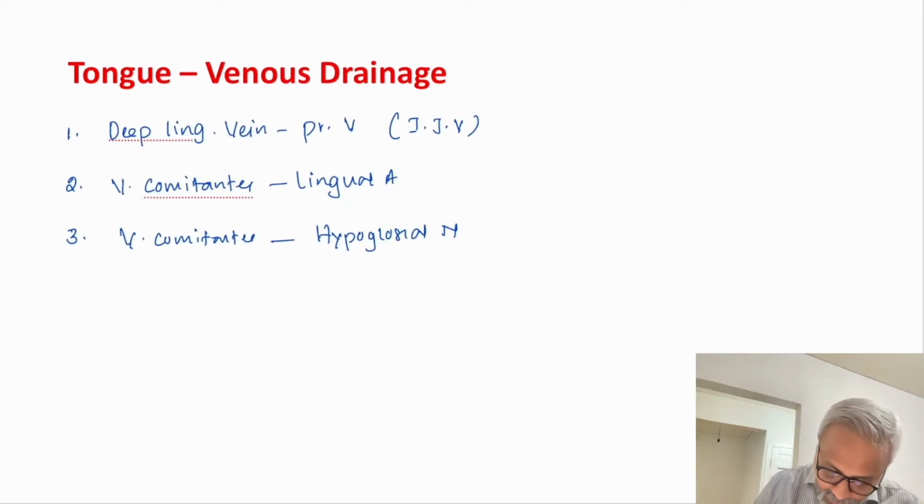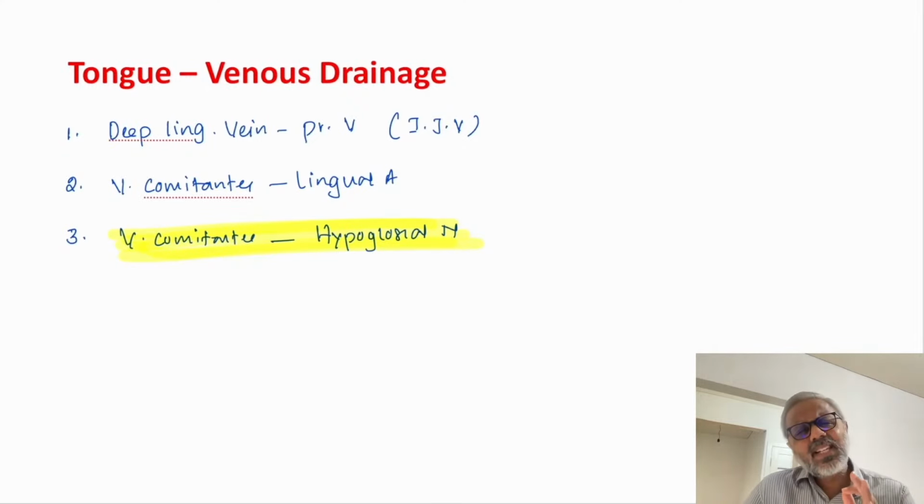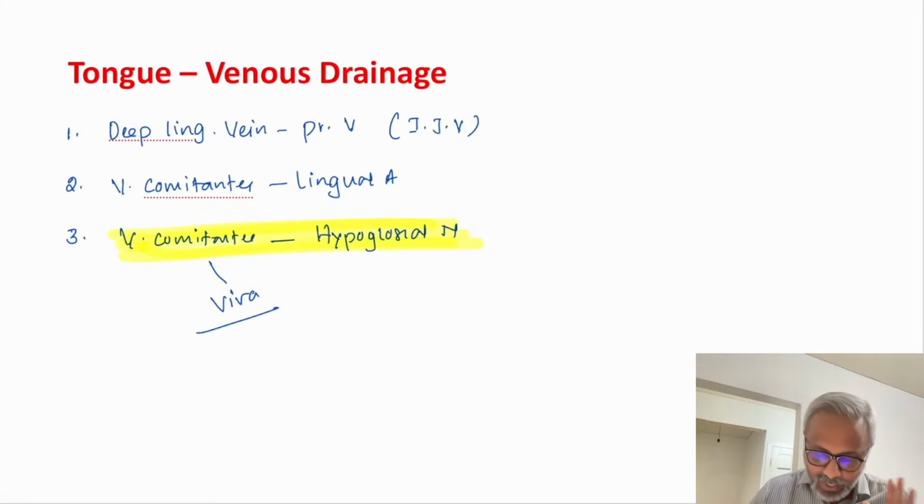Some of your examiners may be interested in this, the venae comitantes which go along with hypoglossal nerve, because this is the only nerve which has accompanying veins. Everywhere arteries are accompanied by veins. This is one peculiar region of the body where a nerve is accompanied by a vein. This is more likely to be a viva question for you in your gross anatomy practicals rather than in theory. Done. This is regarding the venous drainage.